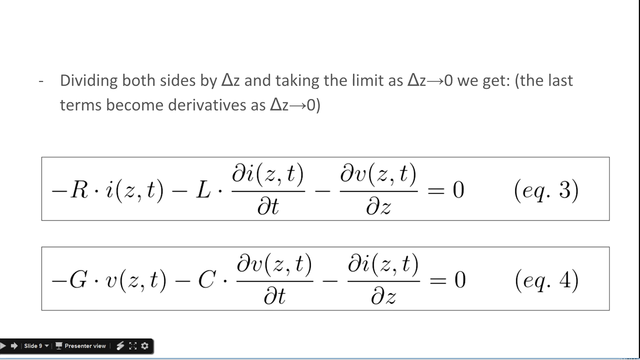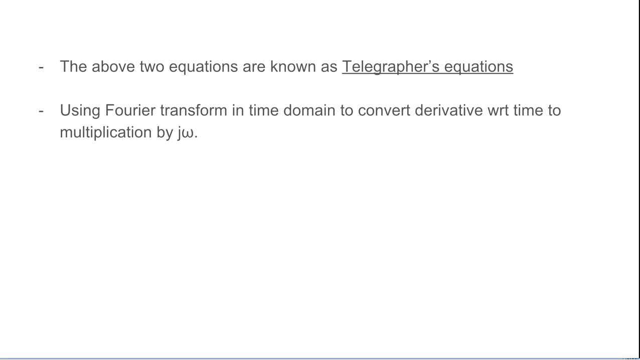So when we divide both sides by delta z and put limit delta z to 0, the last terms get converted into derivatives. And hence we obtain the following differential equations: minus R minus L di by dt minus dv by dz is equal to 0, and minus G dot v minus C del v by del t minus del I by del z equals 0. These two equations are also known as the telegrapher's equations. So how should we go ahead in solving these equations?